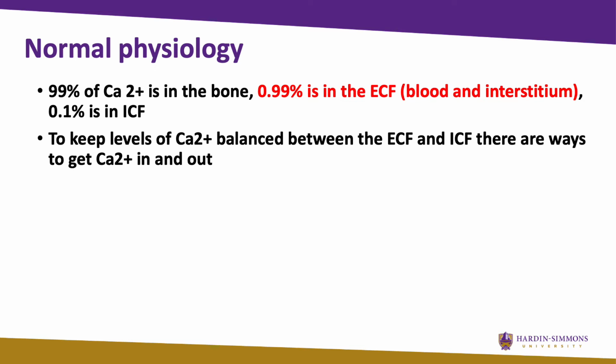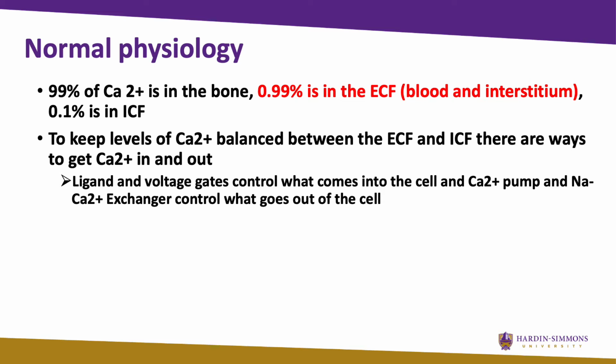To keep levels of calcium balanced between the ECF and ICF, there are ways to get calcium in and out. Those ways would be ligand and voltage gates, which control what comes into the cell, and calcium pumps and sodium-calcium exchangers, which control what goes out of the cell.